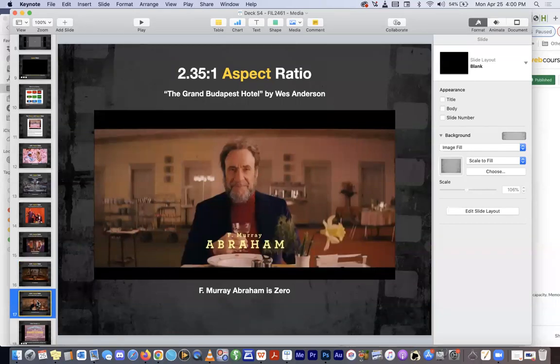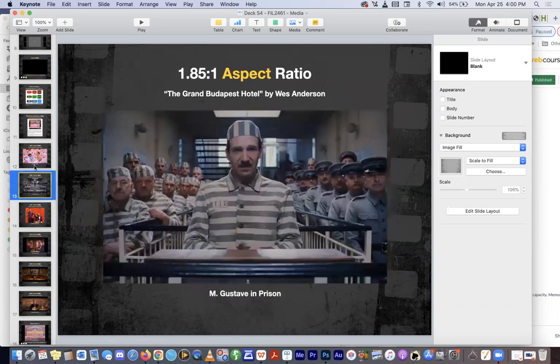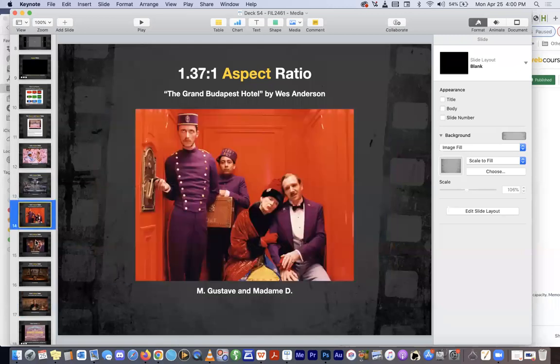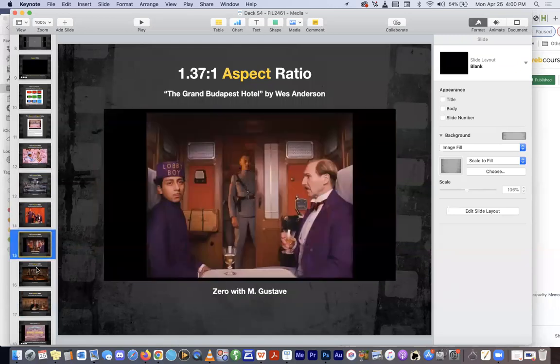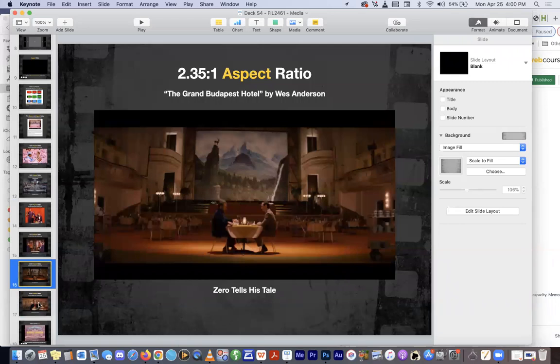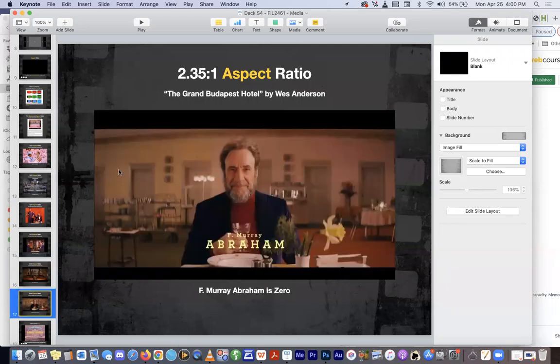If you get a chance to watch the film again, you may have seen it before and watched it simply for the entertainment value, but if you go back and watch it again and look for these specific changes in aspect ratio and take note of when and where Wes Anderson might have elected to do that, and see if you can sort of wrap your head around what he was thinking about when he went from one aspect ratio to the other.